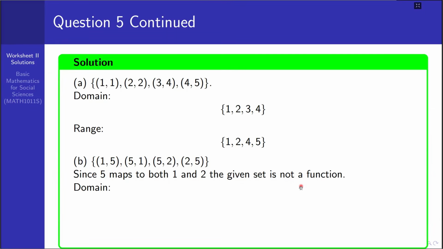However, the domain of the relation is 1, 5, 2 or 1 to 5, and the range could be 5, 1, 2 or simply 1 to 5 again, so that is the domain and range of this relation which is not a function.